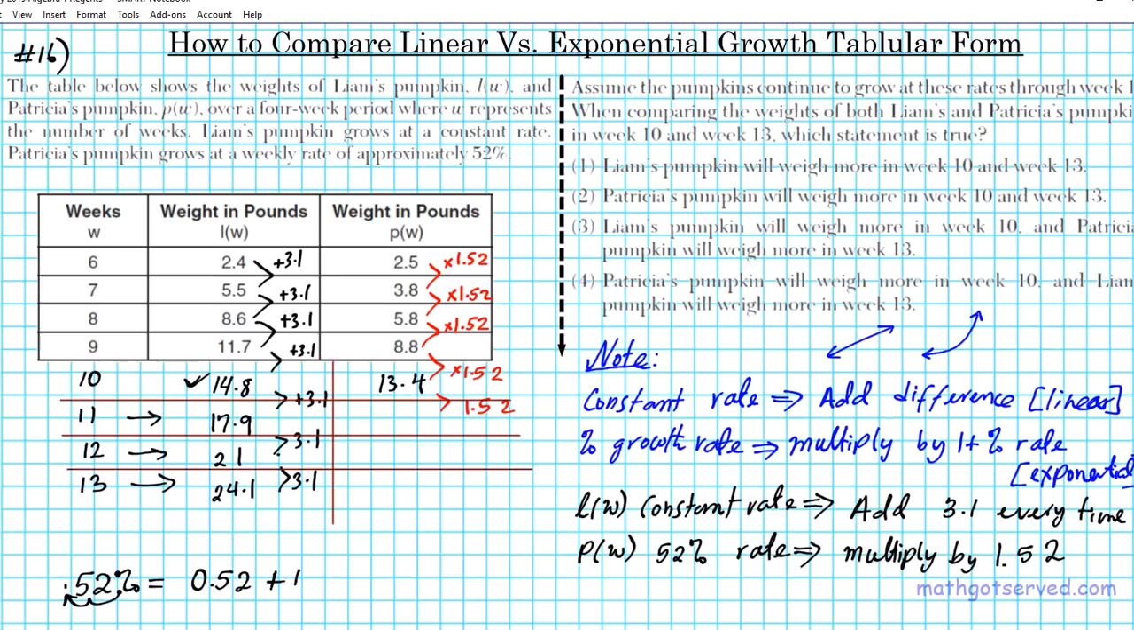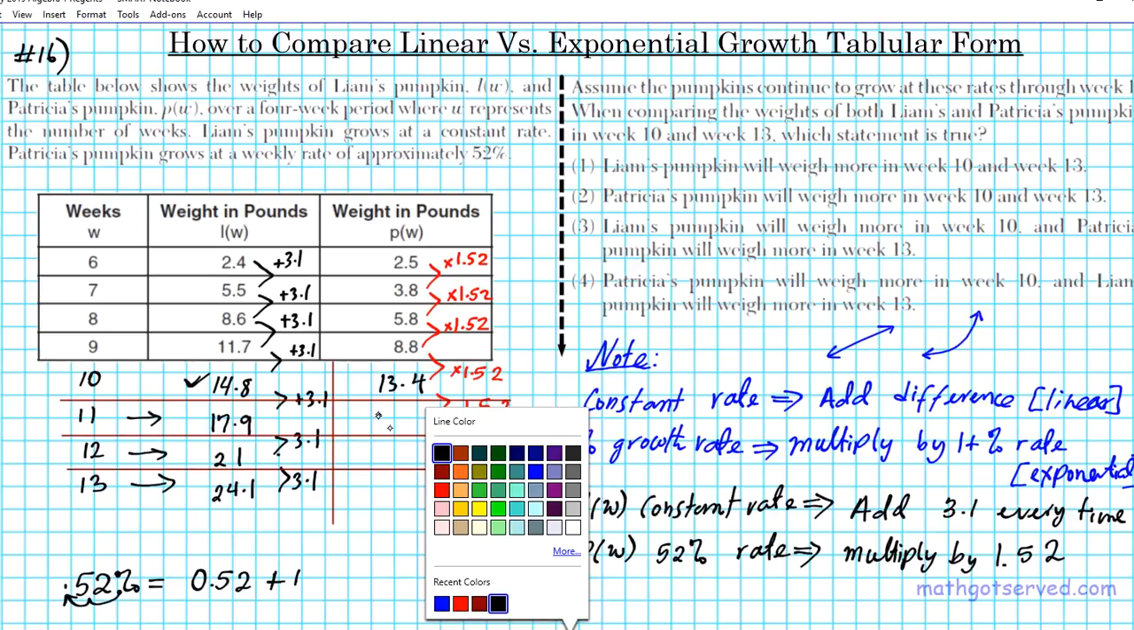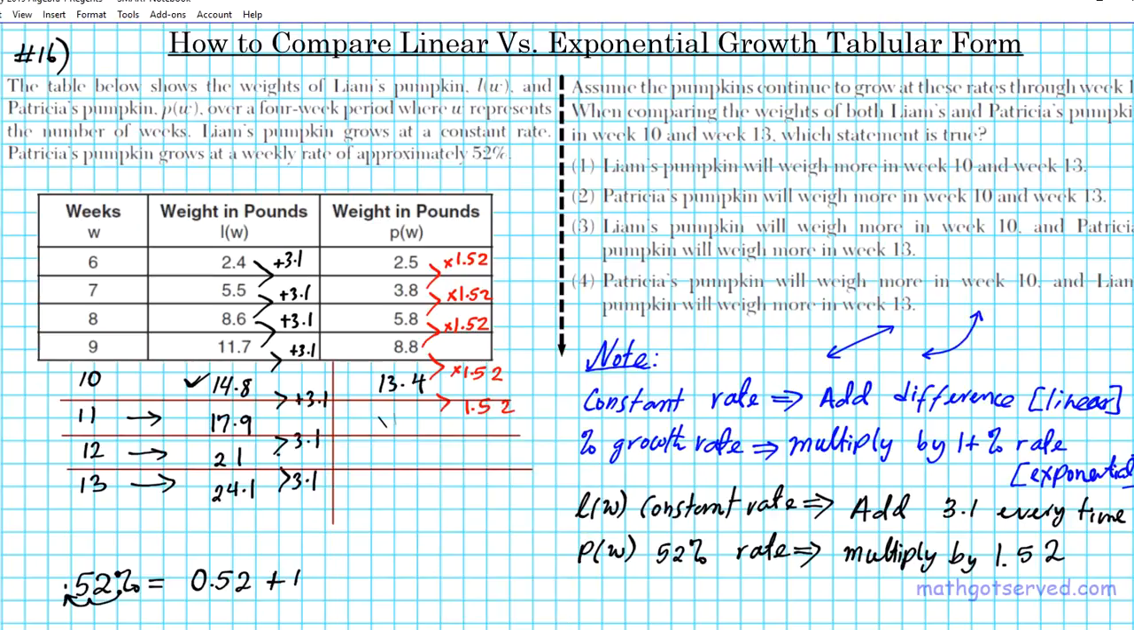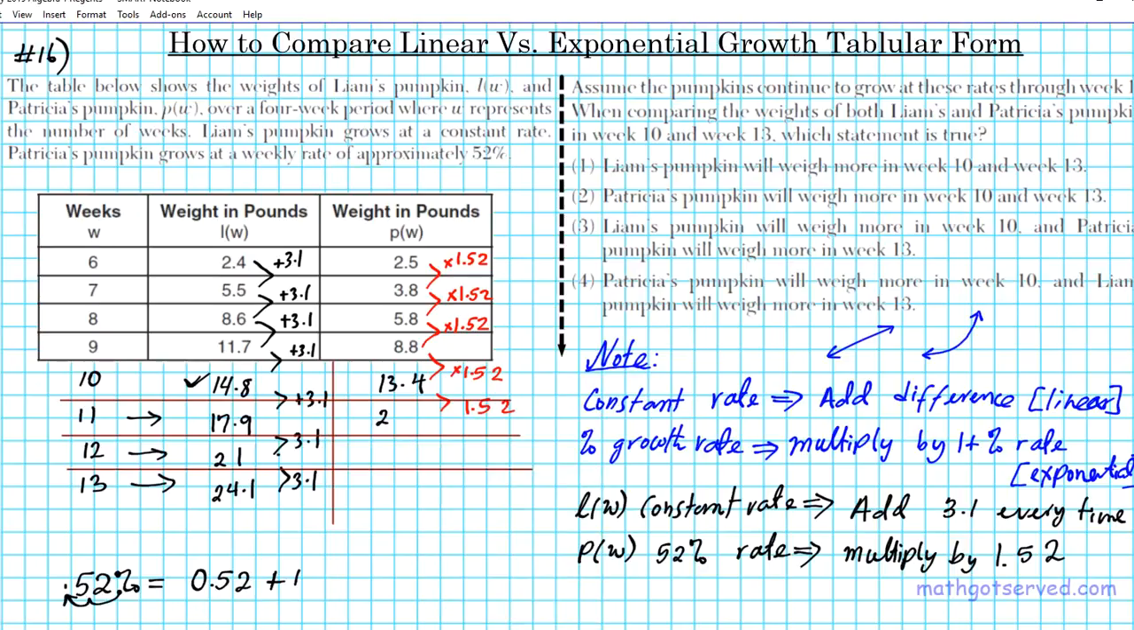Okay, now let's do it. We're going to use a calculator here since we're multiplying. We rounded it up, so 13.4 times that common ratio, which is 1.52. Enter. We have 20.4. Oh, look at this. The exponential function has already exceeded the linear function.